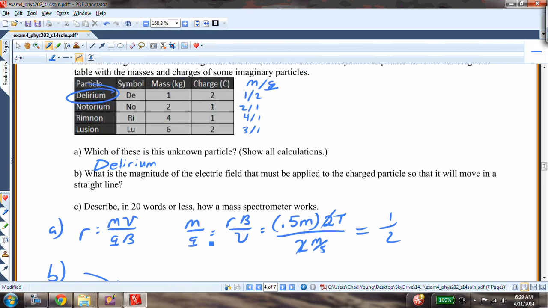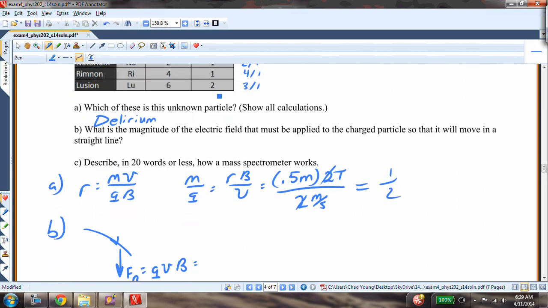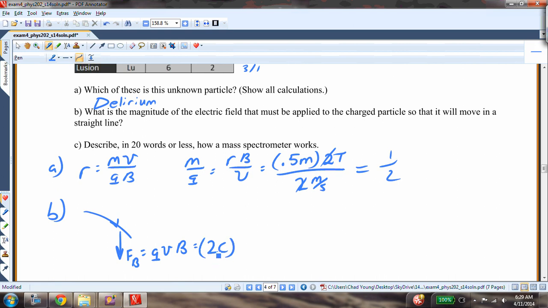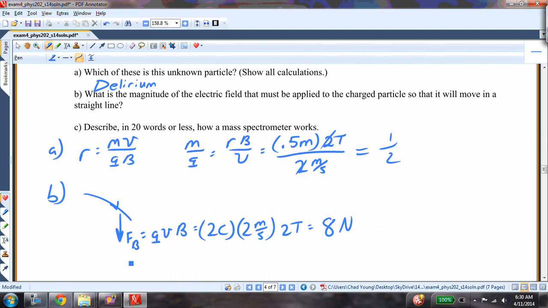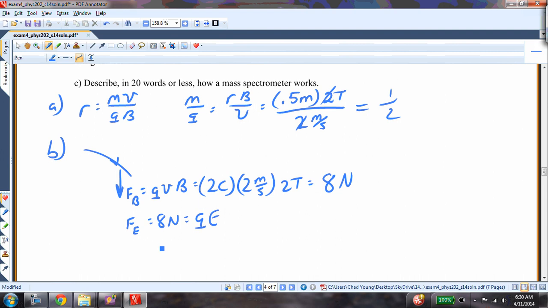That's going to be the charge, which is 2 coulombs. So 2 coulombs times 2 meters per second times 2 Tesla. So it has a magnetic force equal to 2 times 2 times 2, which is 8 newtons. And so the electric force is also 8 newtons. And don't forget the electric force is equal to q times E. And so E is equal to 8 newtons over q, which is 2 coulombs. That's 4 newtons per coulomb.